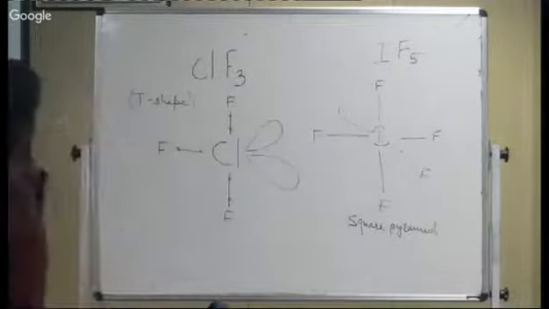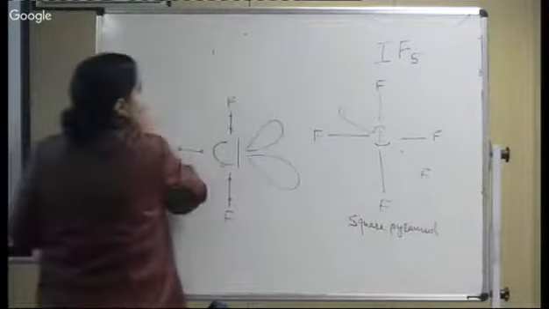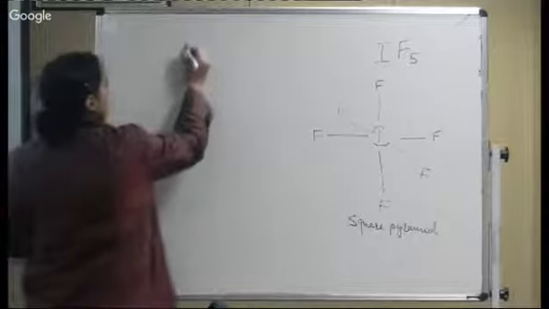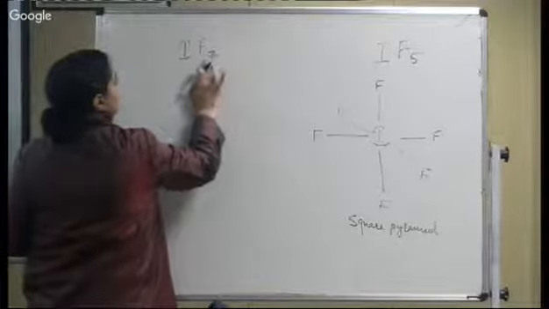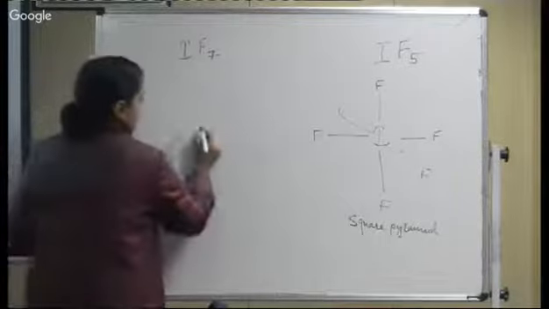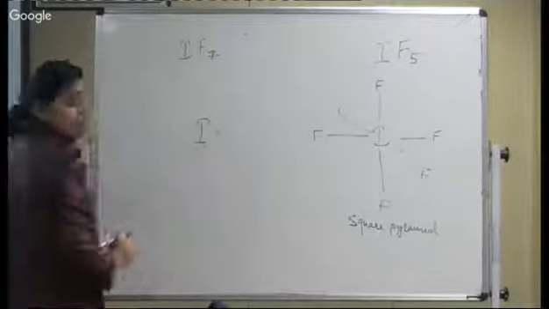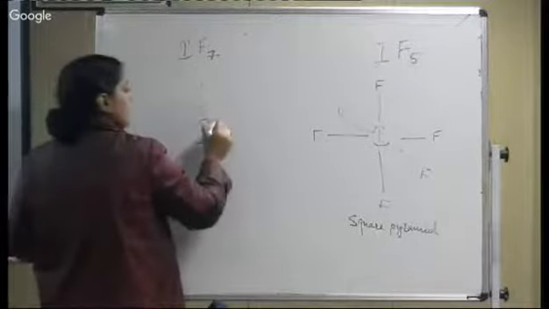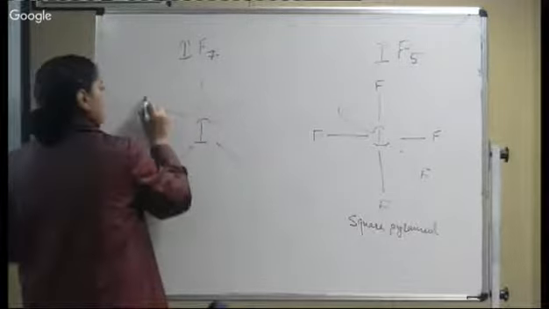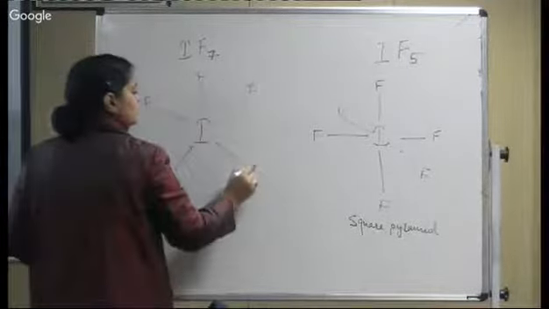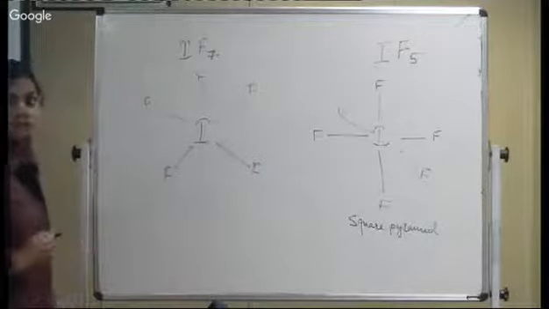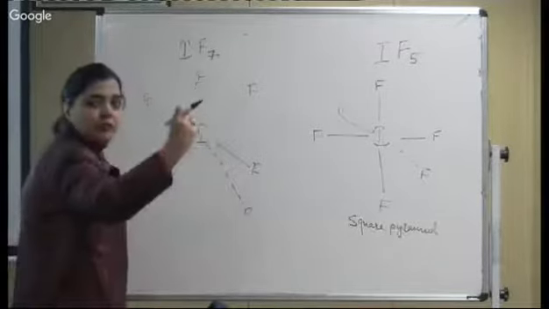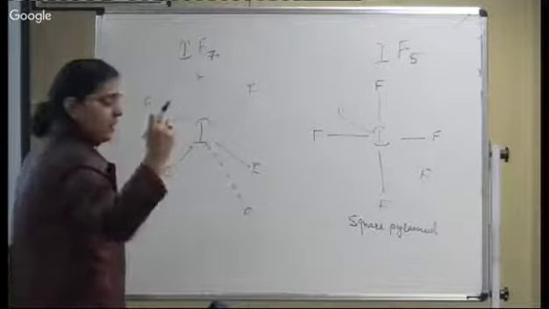Fine. And the next one is IF7. Iodine is already there, with 7 fluorine atoms. 7 fluorine atoms means I can form a kind of pentagon over here, but it accommodates only 5 in the plane. 1 fluorine comes towards your side, away from the whiteboard, and 1 goes inside.